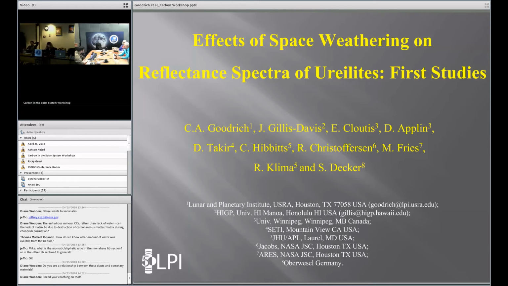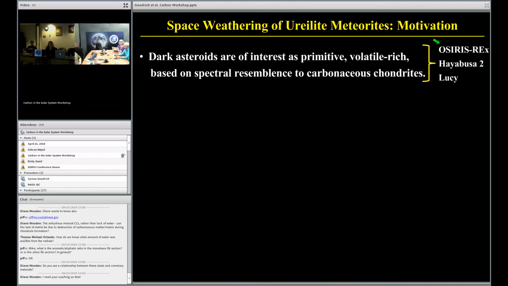Okay, great. So the point of this talk is to tell you about some first experiments we've done with space weathering on Ureilites. And as you can see here, we've got quite a big team working on this. If we move on to the next slide, the first thing to talk about is why this is important. Fortunately, Dan introduced Ureilites a couple talks ago, so you've at least heard of them.